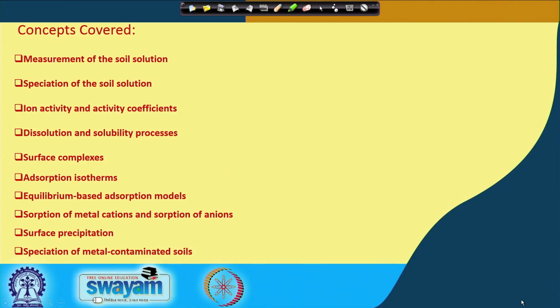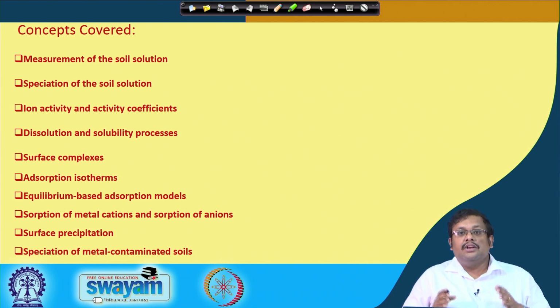But before discussing the materials in the third lecture, I just want to go for a quick recap of whatever we have discussed so far. So far we have covered the measurement of soil solution, and then we have covered the speciation of the soil solution. Then we have covered the ionic activity and activity coefficients, dissolution and solubility processes, surface complexes, and basically we have covered up to the dissolution and solubility process, and up to the stability diagram.